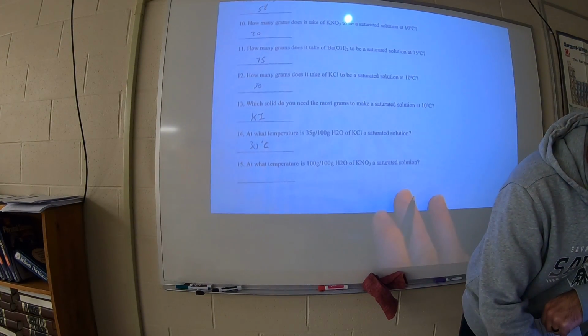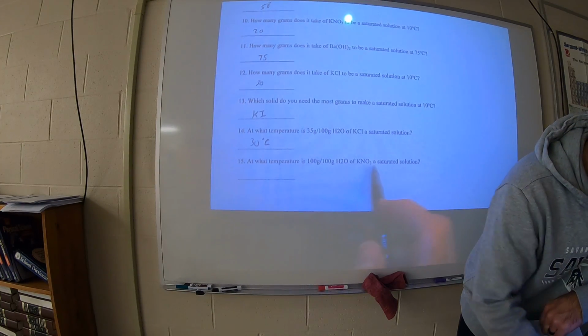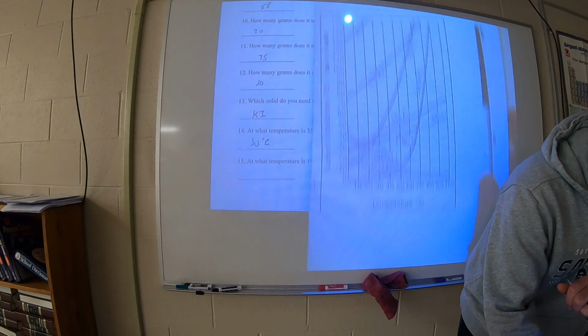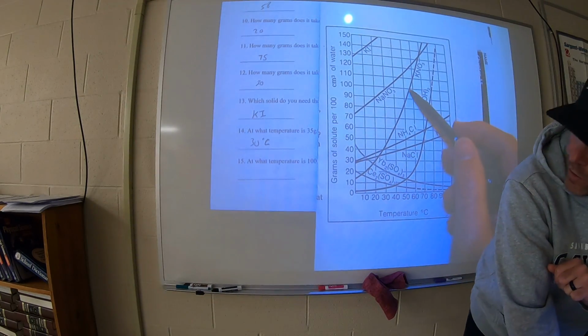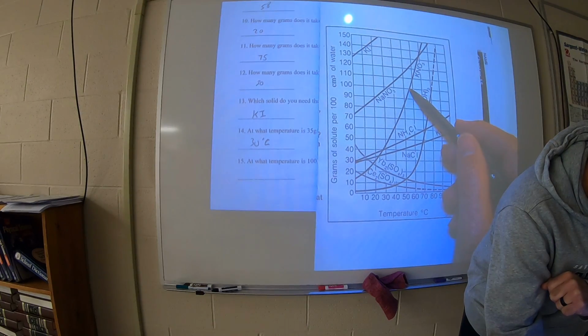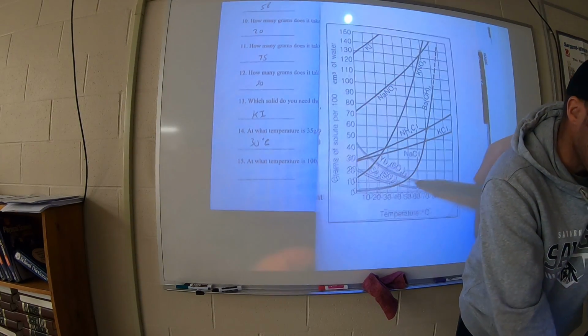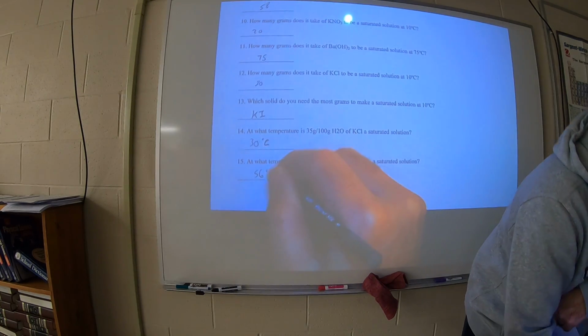Number 15, at what temperature is 100 grams per 100 grams of water of KNO3 a saturated solution? So find 100 grams and intersect with KNO3. And I would say that it's about a little bit past, maybe 55 or 56. I'm going to call it 56 degrees Celsius.